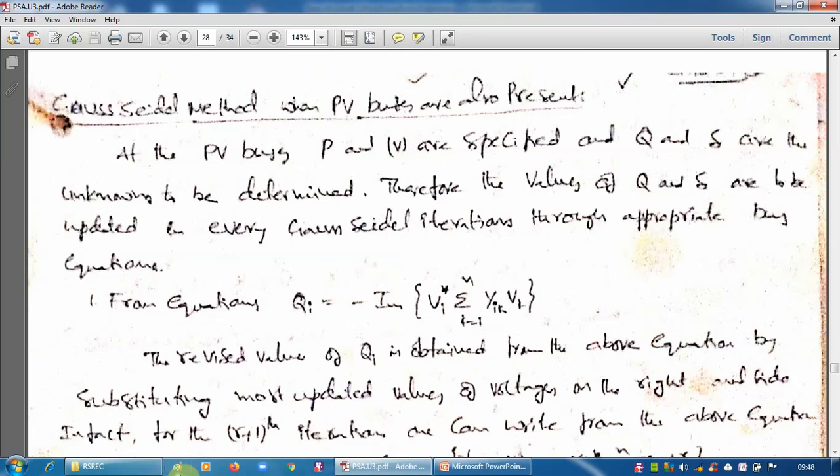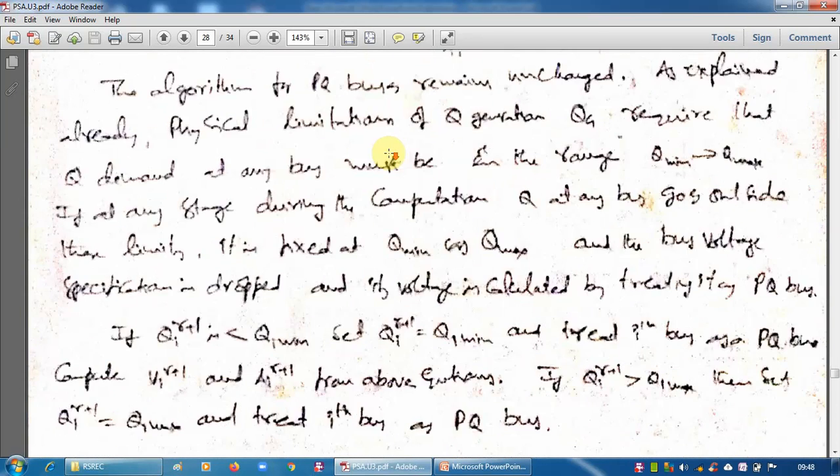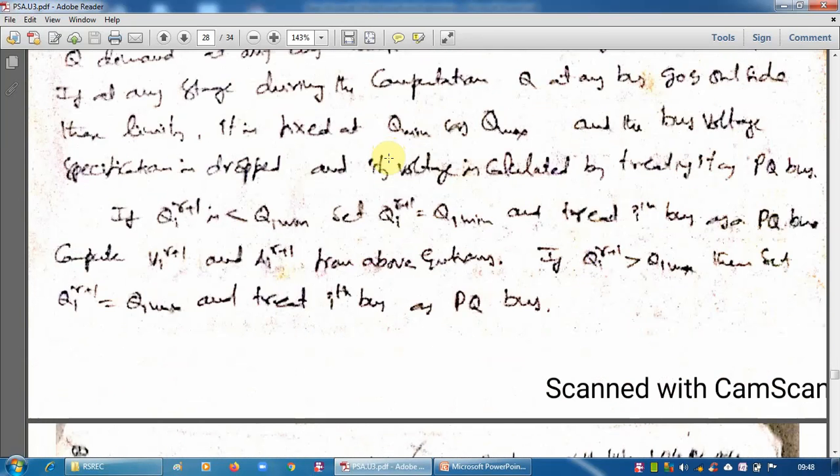So if V is given as constant, what does it mean? The reactive power demand at that bus must be within some limits. Otherwise, there is no meaning for that constant voltage. So that is the reason why for a generator bus sometimes reactive power limits will be given. If these limits are not given, we can understand that reactive power is within the limits only. If given, Q limits will be given as some minimum value and some maximum value.